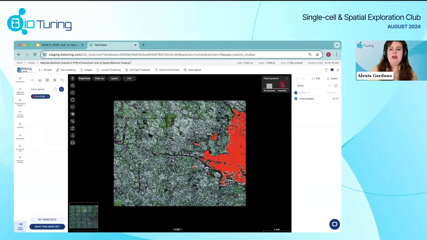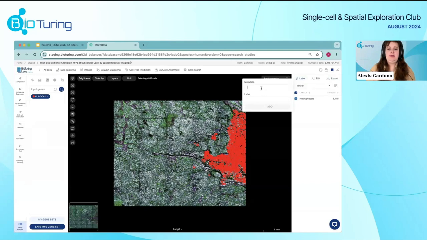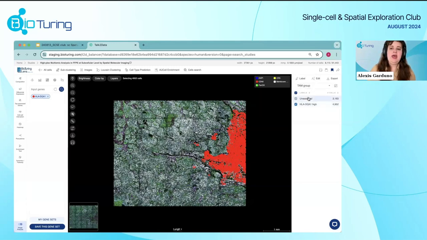So in order to do that, I'll select the express label and I'll go on to labeling these cells. So these would be my tumor associated macrophage group. Okay, and I'll label these as HLA-DQA1 highly enriched. Okay. So once I add that label, you'll see that it automatically creates a label. And then I have this unassigned group, which are all the cells that are not expressing that transcript.